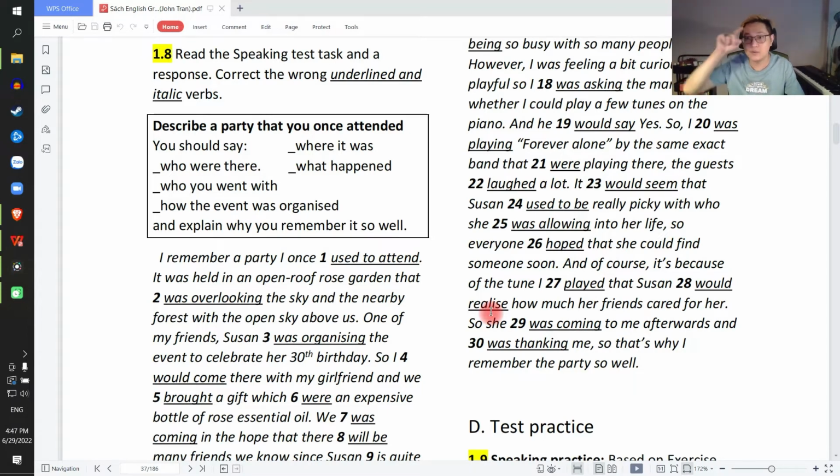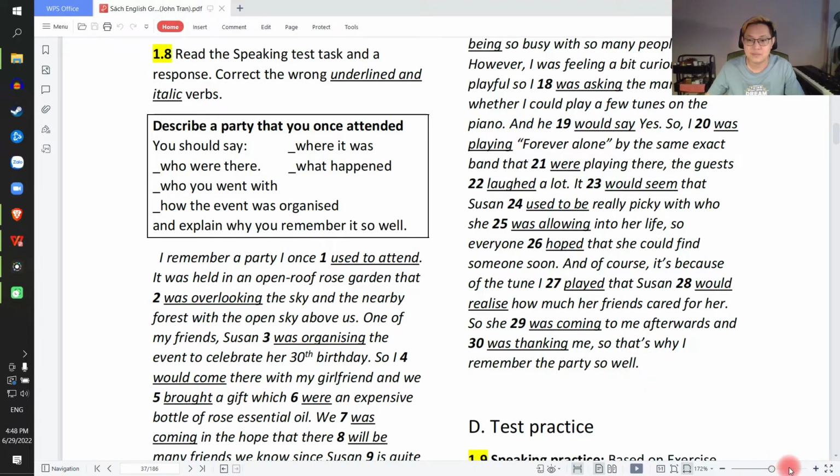First syllable, realized how much her friends cared for her. So she came to me afterwards and thanked me. So that's why I remember the party so well.